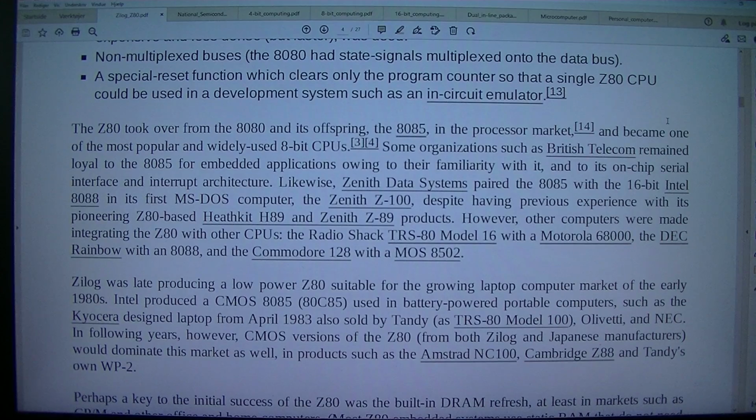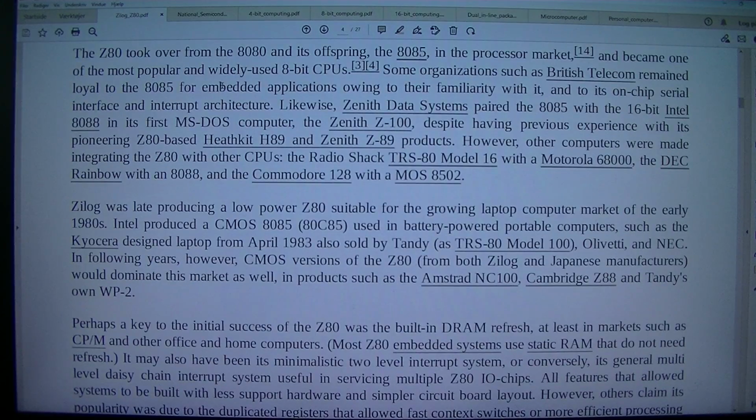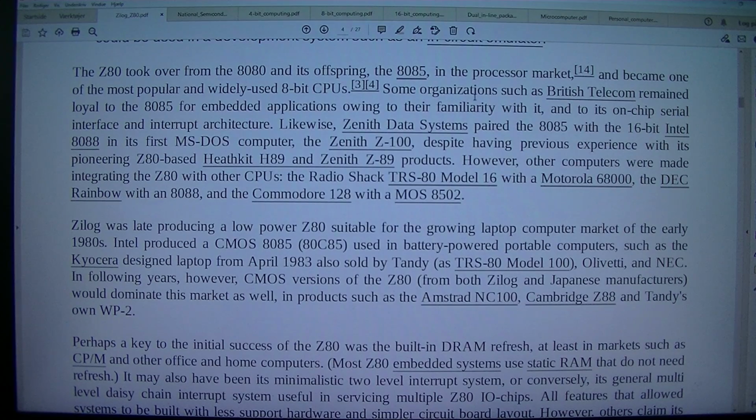The Z80 took over from the 8080 and its offspring, the 8085, in the processor market, and became one of the most popular and widely used 8-bit CPUs. Some organizations such as British Telecom remained loyal to the 8085 for embedded applications owing to their familiarity with it, and to its on-chip serial interface and interrupt architecture.